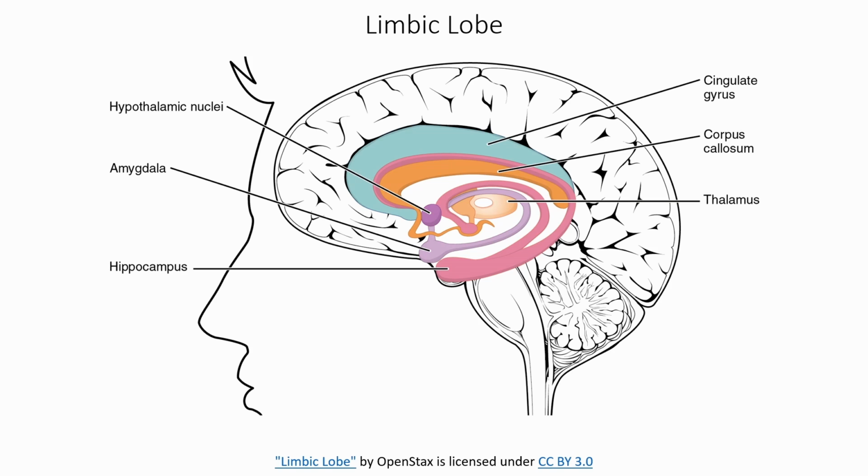Right, this is just what this looks like. So we have our hippocampus here in pink. We have the amygdala right here. Here's the hypothalamic nuclei, corpus callosum in orange, right? Thalamus in this lighter orange, and then the cingulate gyrus up above that, hugging over the top of that diencephalon.